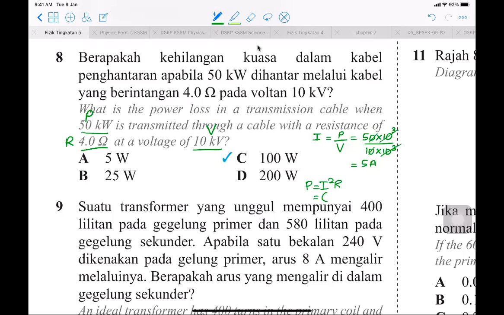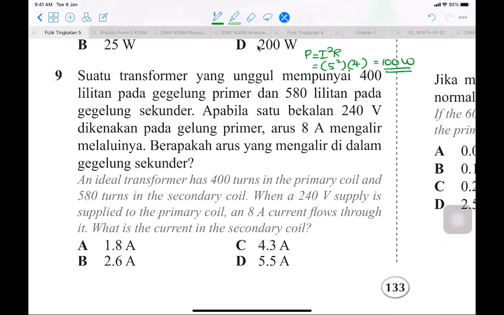So you 5 square times with 4. So it should be 100 watts. Okay. Answer is C. All right. Next, number 9. Question number 9.